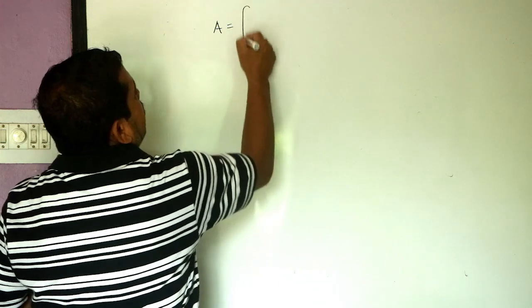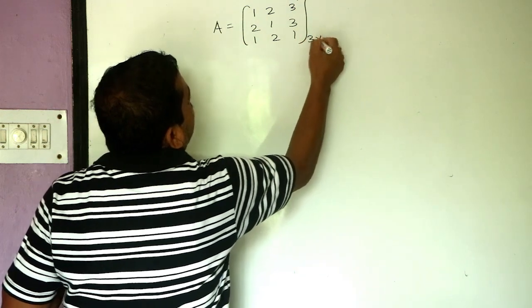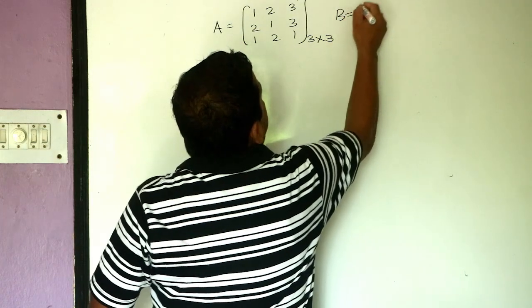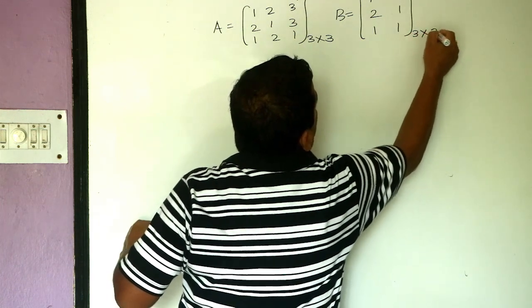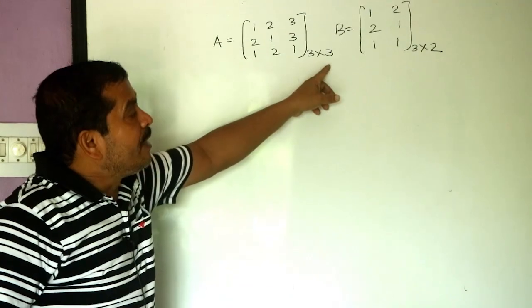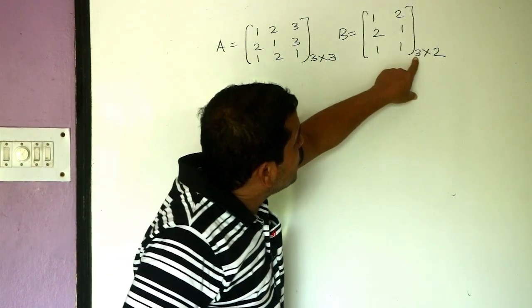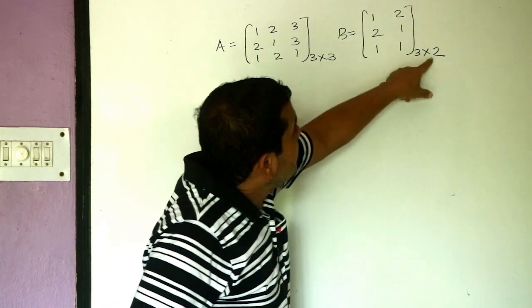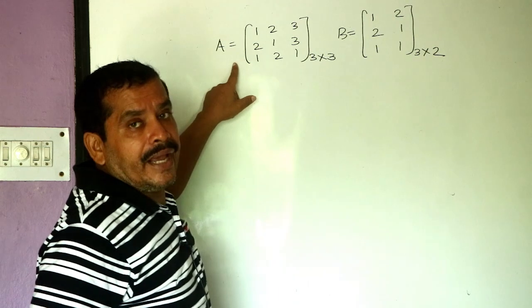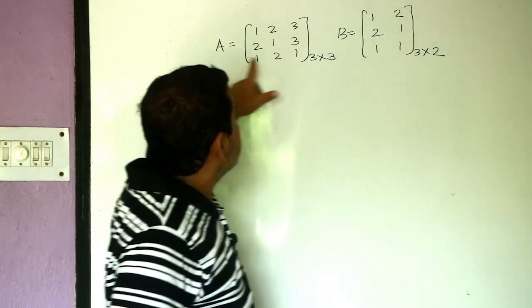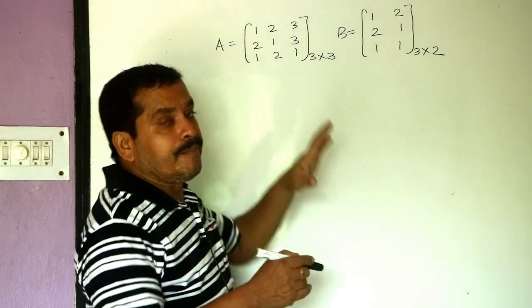Suppose A is the matrix 1, 2, 3; 2, 1, 3; 1, 2, 1. This is a matrix of order 3 cross 3. And B is the matrix 1, 2; 2, 1; 1, 1. This is a matrix of order 3 cross 2. Now we can multiply A with B, but we cannot multiply B with A. The number of columns of A is 3 and the number of rows of B is 3, so AB can be defined. But the number of columns of B is 2 while the number of rows of A is 3, so B cannot be multiplied with A.